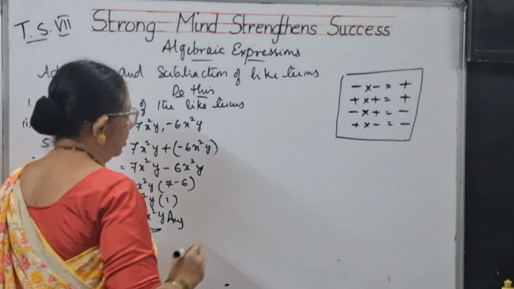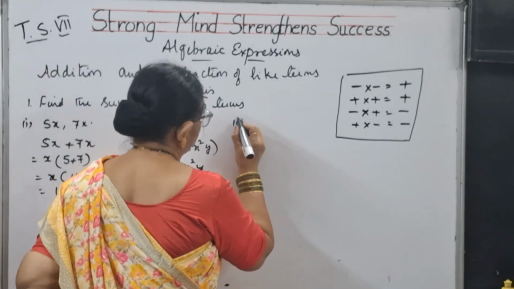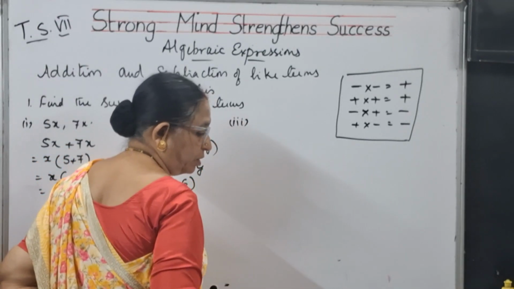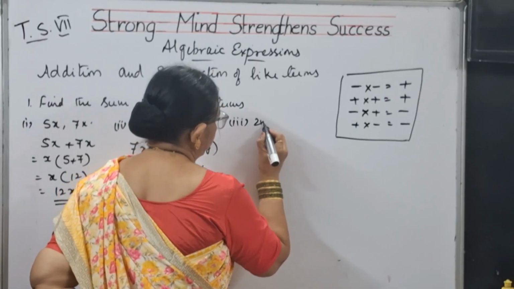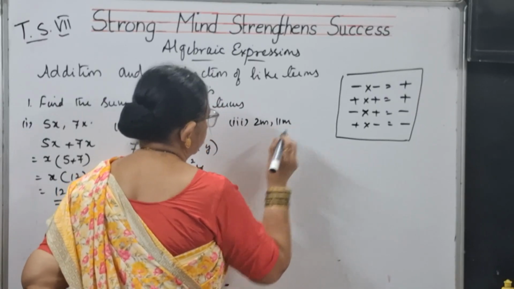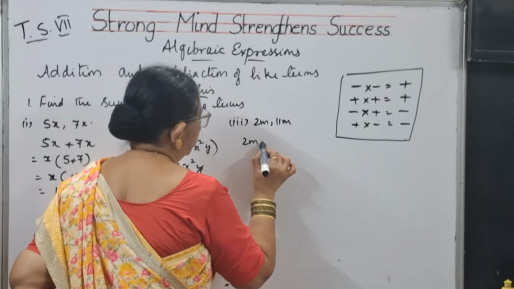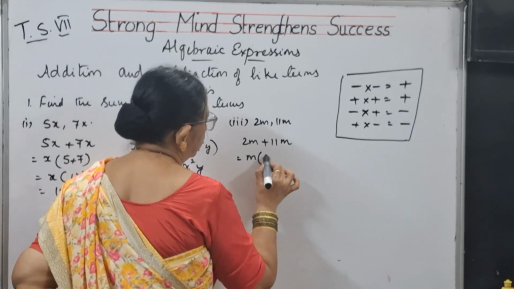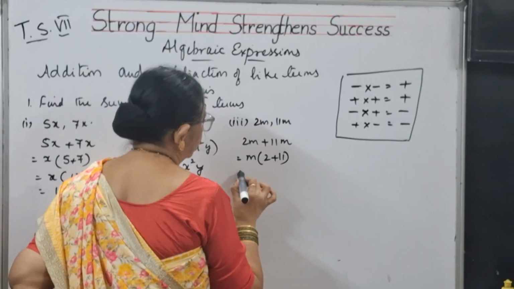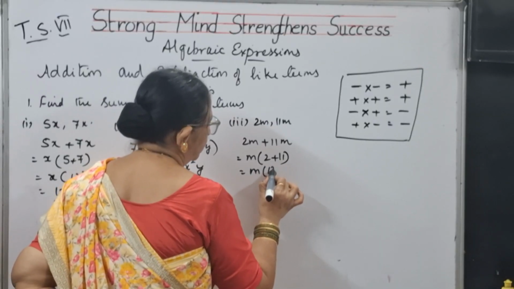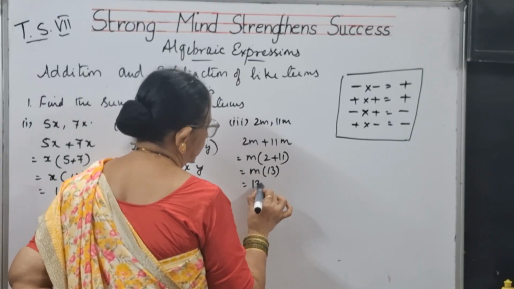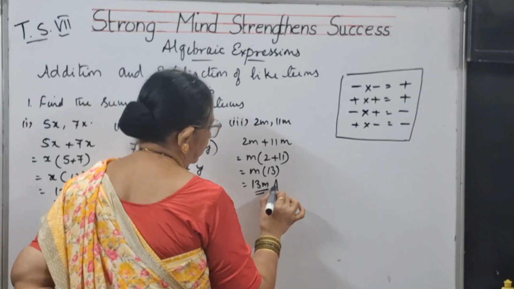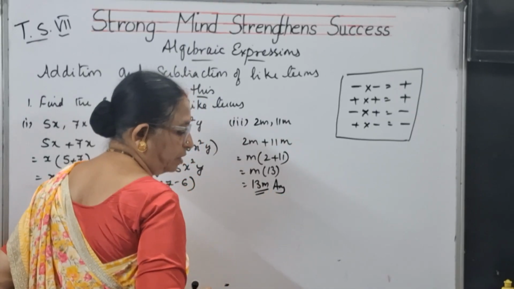Please understand very carefully so that you can do the sums by yourself. Now the third one, 2m and 11m. So you take 2m plus 11m. In this, m is common. 2 plus 11, that is m into 13. 13m is your answer. This is the third bit.